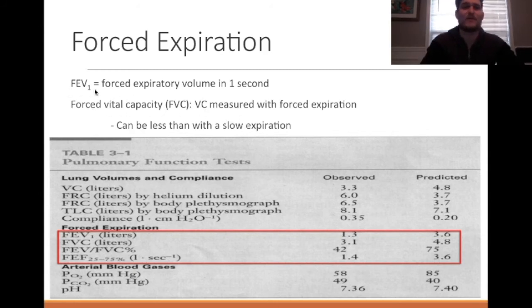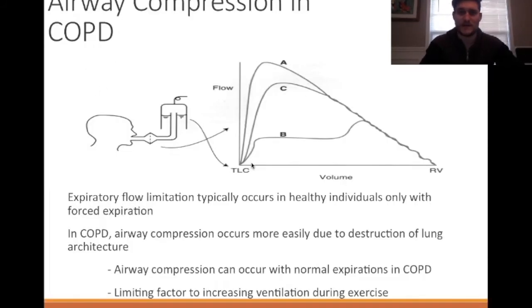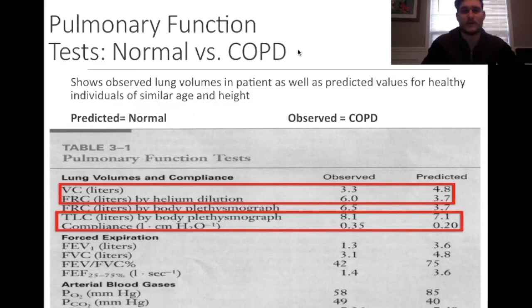But the amount of air that you get out in 1 second is called your forced expiratory volume 1, or FEV1. As we see here, that FEV1 is going to be a lot less in those with an obstructive disease compared to those who are healthy or even with a restrictive disease. All right, so now just knowing pulmonary volumes and capacities, and which ones are going to change with COPD.